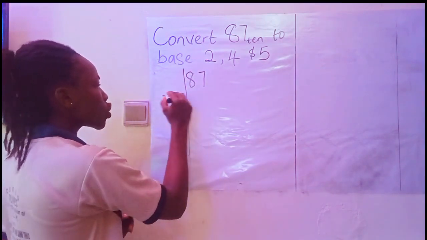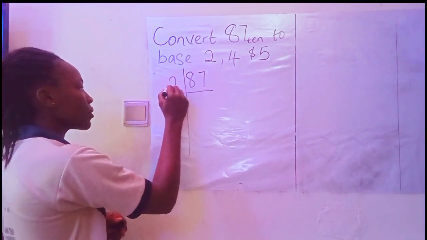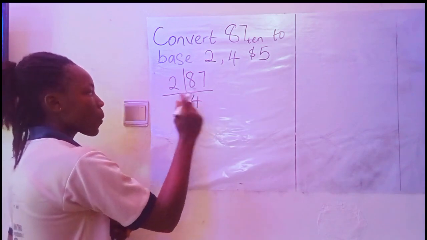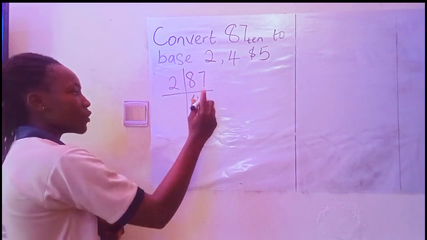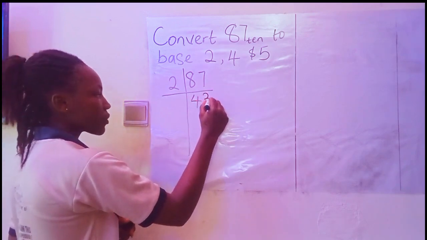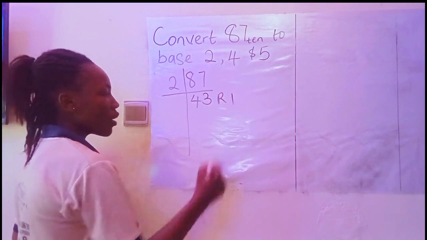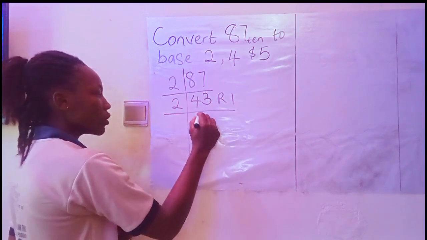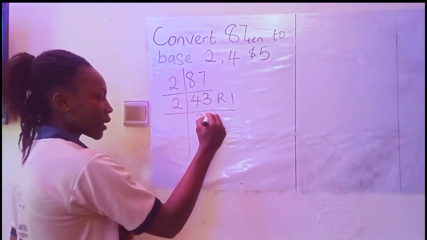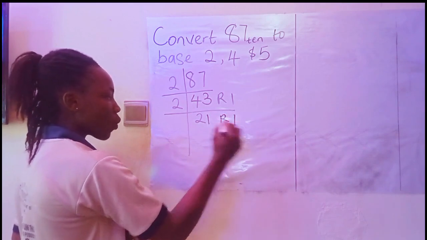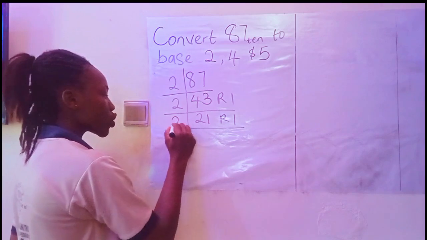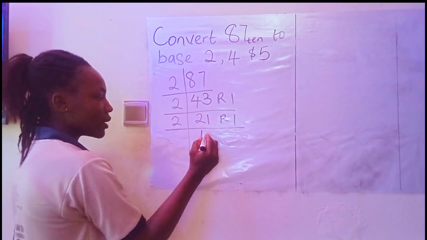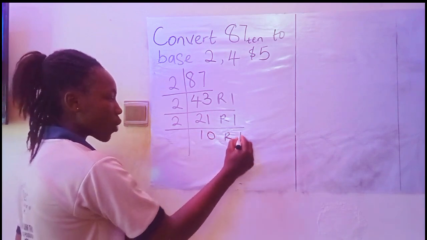Converting it, we are going to use 2 to divide 87. Using 2 to divide 8, we have 4. Using it to divide 7, we have 3, remainder 1. We'll still use 2. 2 in 4 is 2. 2 in 3 is 1, remainder 1. We'll still use 2. 2 in 2 is 1. 2 in 1 is 0, remainder 1.